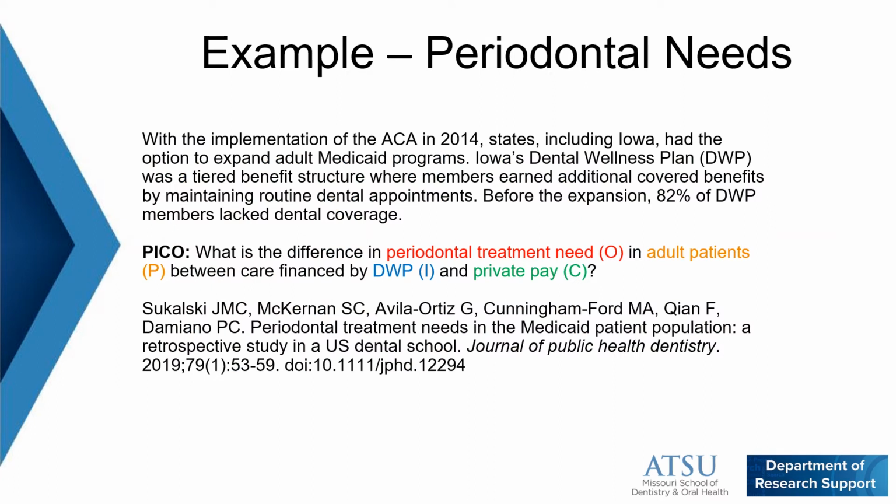Our third and final example comes from a study published in the Journal of Public Health Dentistry. With the implementation of the Affordable Care Act in 2014, states, including Iowa, had the option to expand adult Medicaid programs. Iowa's Dental Wellness Plan was a tiered benefit structure where members earned additional covered benefits by maintaining routine dental appointments. Before the expansion, 82% of DWP members lacked dental coverage. So the PICO question is this: what is the difference in periodontal treatment need in adult patients between care financed by DWP and private pay?